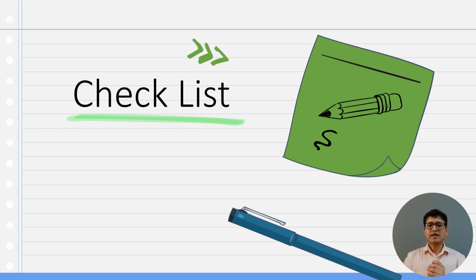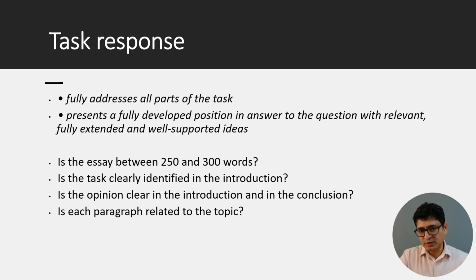So now lastly, I'll provide you a checklist which will ensure that your essay is according to the assessment criteria given for IELTS Writing Task 2. So task response. How will you ensure that you have answered this? You are going to get marks on this when you fully address all parts of the task. Present a fully developed position in answer to the question with relevant, fully extended and well supported ideas, right? I can't emphasize this more. I have told you over and over again that it's not merely taking a position, supporting that with evidence is really essential.